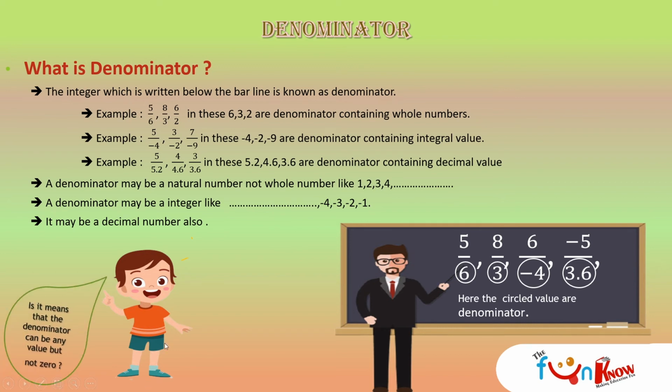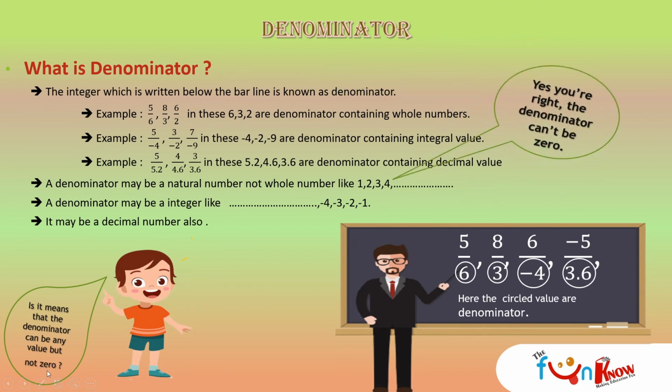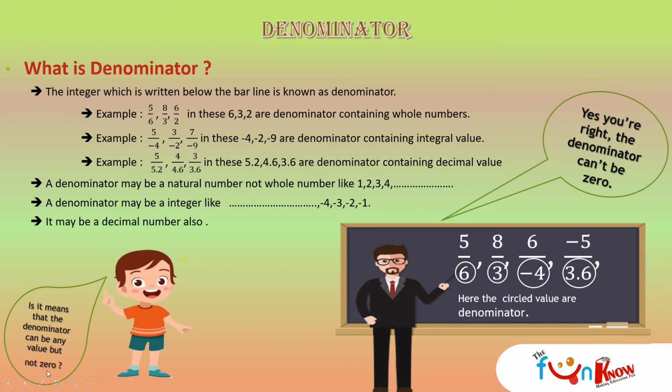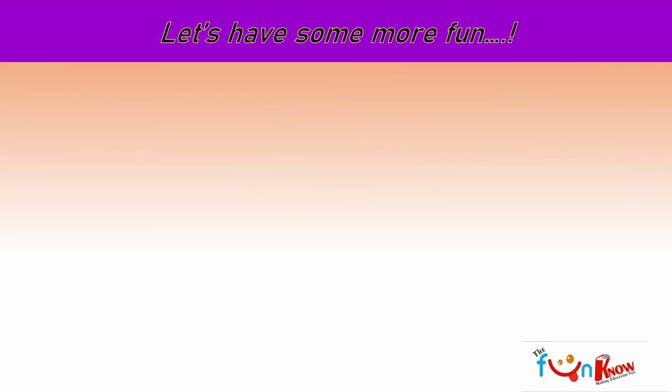Okay. Yes. It means that denominator can be any value but not 0. Exactly, students. Yes, you're right. Denominator can be any value, but denominator cannot be 0. A value which is not 0. Okay? Okay, now we will go further, students, to understand how the denominators and numerators work.